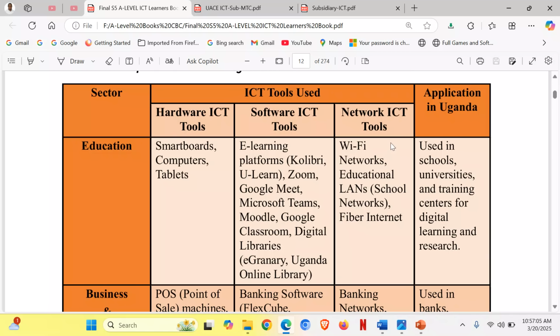How about the network ICT tools? We have Wi-Fi networks, educational LANs, those you can call school networks. Then we also have fiber internet. Then from there, application in Uganda. These are used in schools, universities, and training centers for digital learning and research.